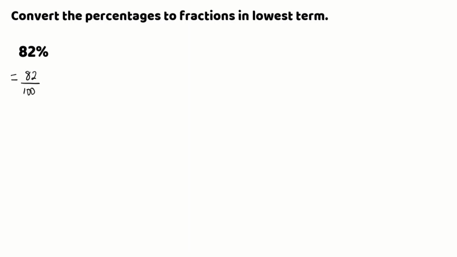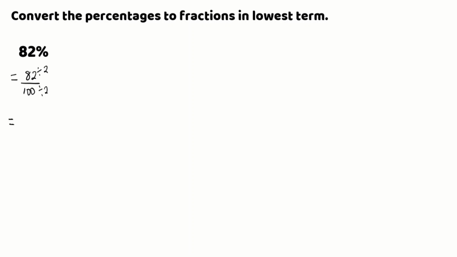And now that I've changed my percentage into a fraction, I'm going to begin reducing my fraction to its lowest term. With my numbers 82 and 100, the only common factor that I can think these two numbers have in common is 2. So I'm going to be dividing both parts of my fraction by the number 2.